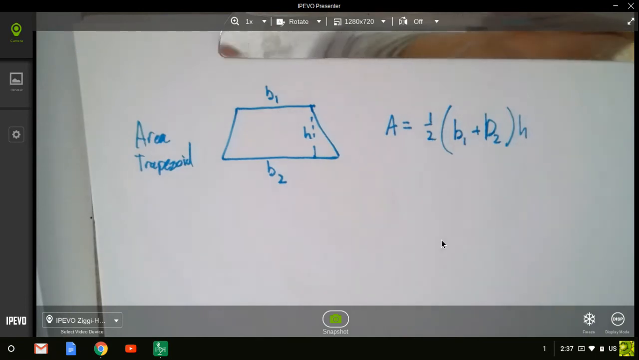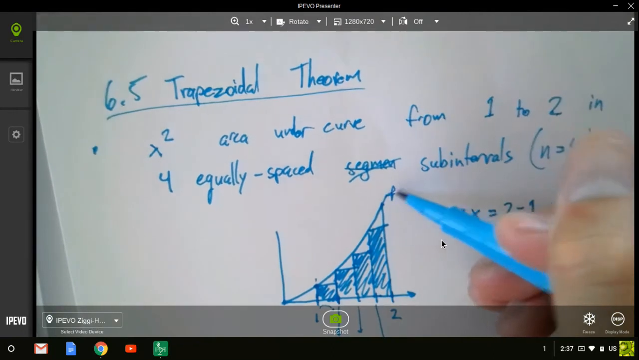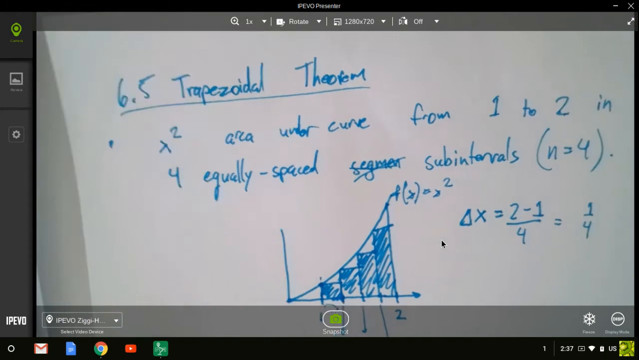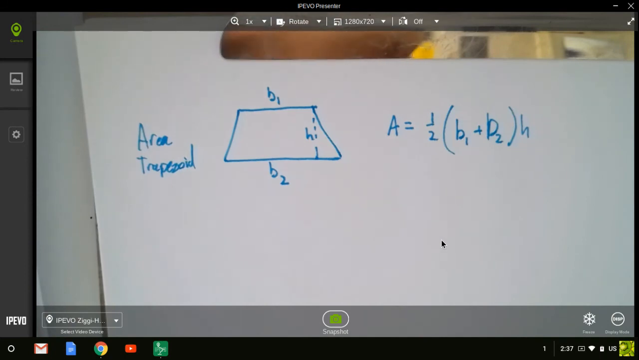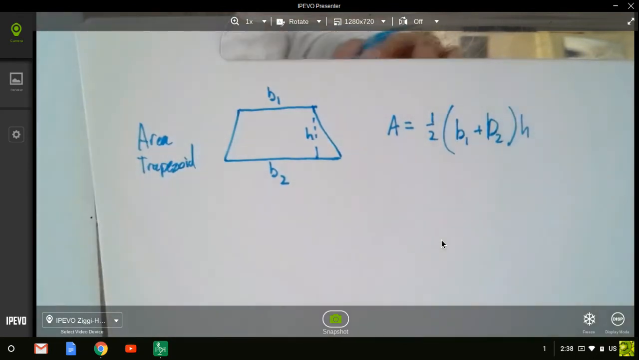And remember, just to go back, we were looking at this curve. This curve is the curve of f of x is equal to x squared, right? F of x is equal to x squared. I think I grabbed this from a page in your book, 315. Okay, everybody got the area of a trapezoid down?